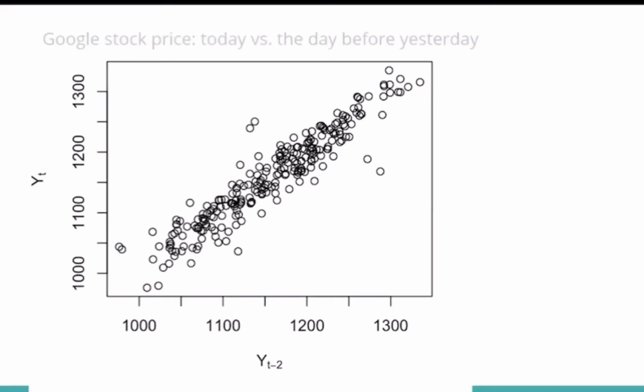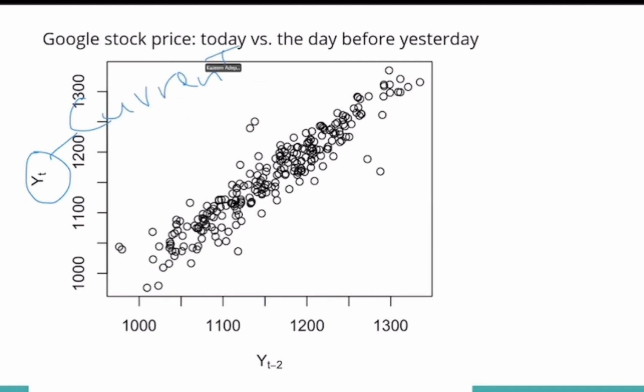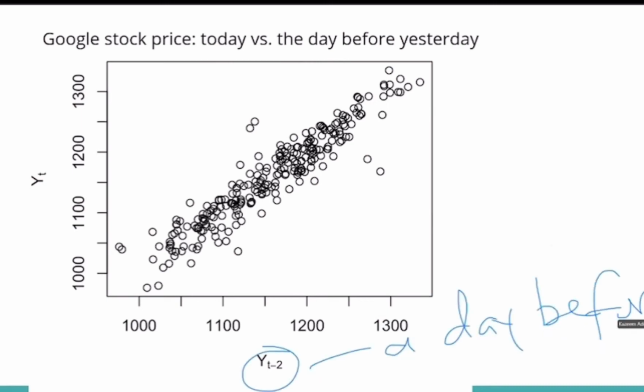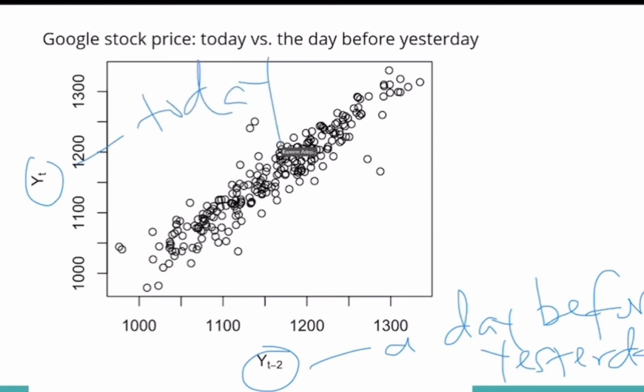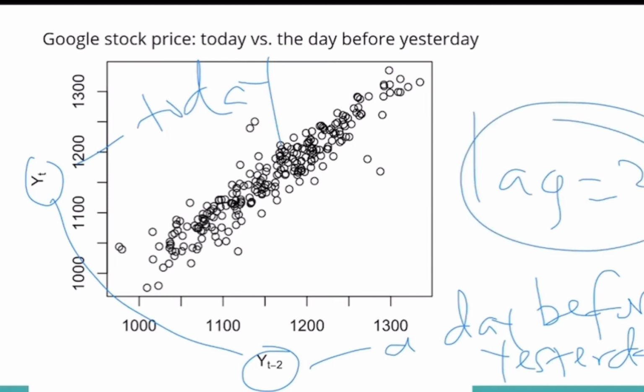Now, if I take a Google stock price and plot the price today versus the day before, the price today is the current, right? Maybe YT is today, and if you take a look at YT minus 1, this is not the immediate past. I'm going to call this a day before yesterday. And this is today. What is the distance? The lag apart here is equal to 2. That is the distance between them. I wanted you to take note of that.